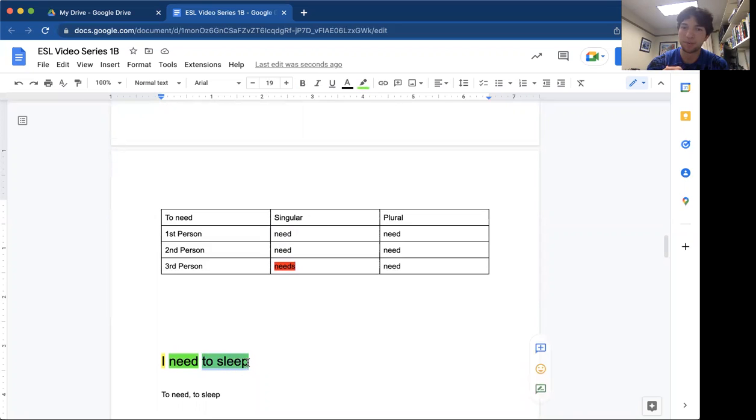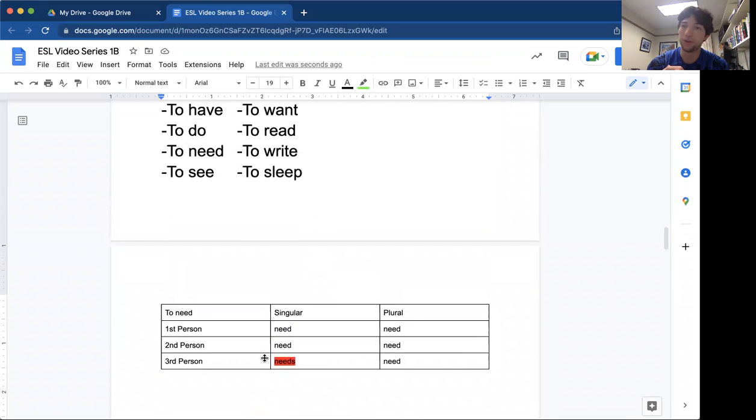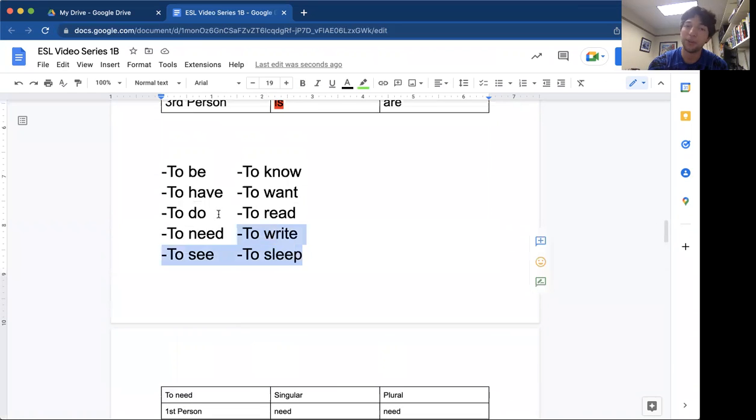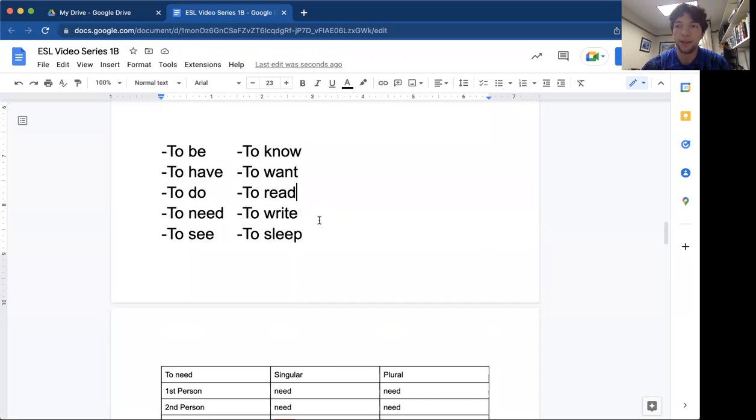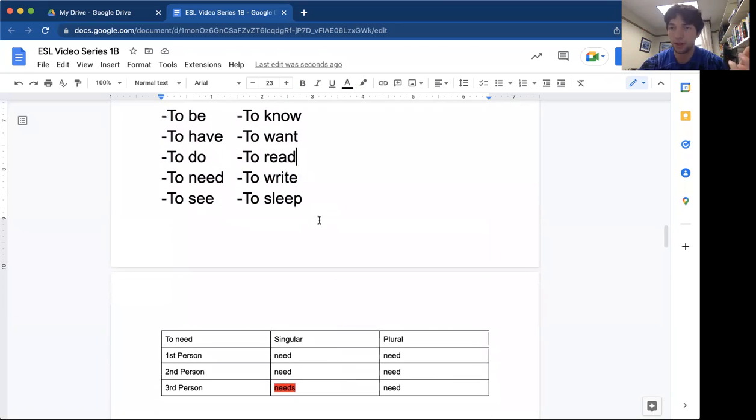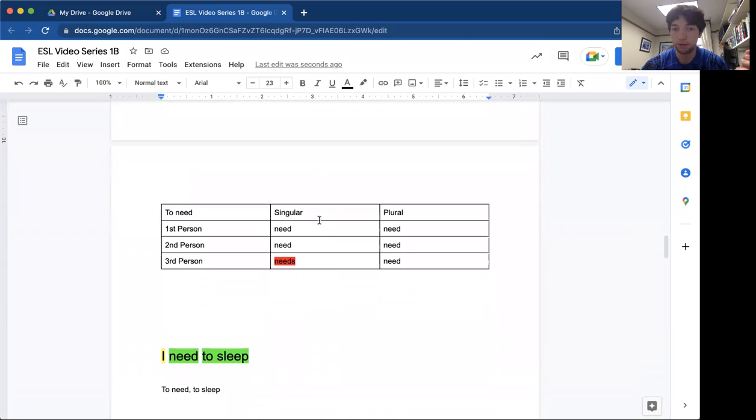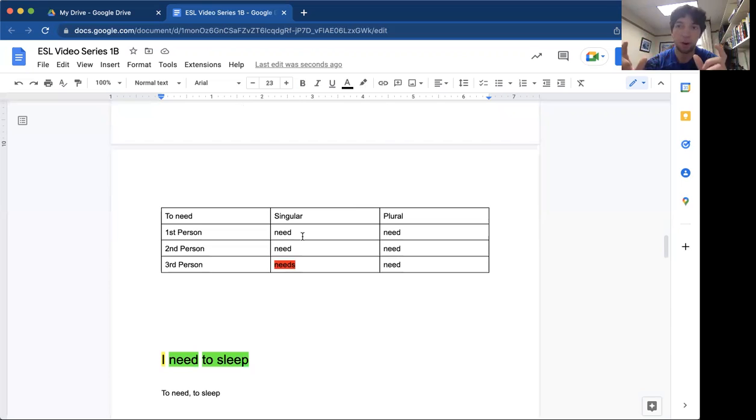Why is it to sleep? Well, also, a good question would be, why do all of these verbs have the word to in front of them? That is because the unconjugated form of an English verb is called an infinitive, and it is preceded by the word to. Most of the time you're going to conjugate a verb, but when you don't conjugate a verb is when you have two verbs in a row. So for instance, I need to sleep.